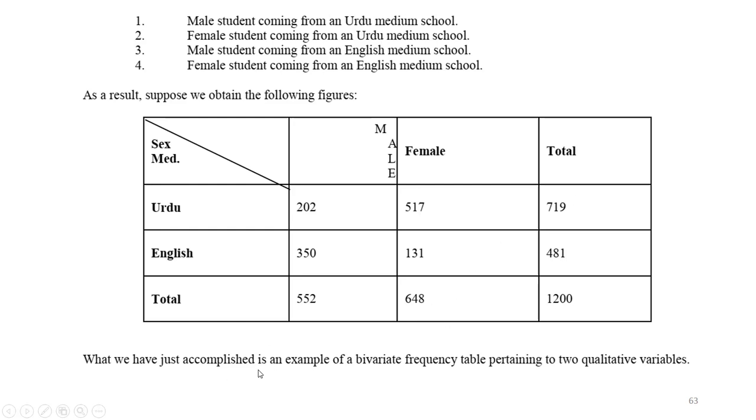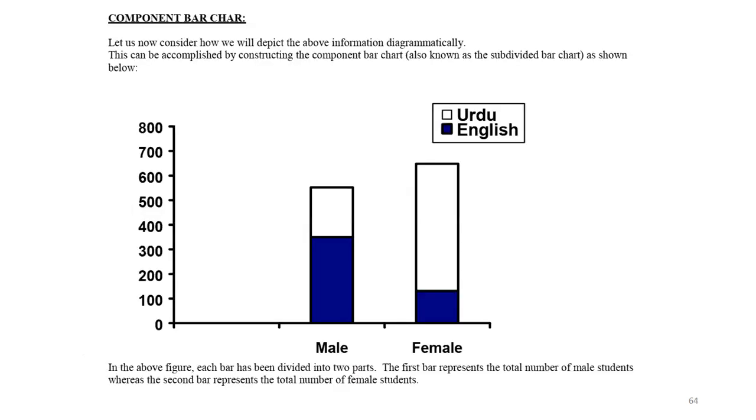What we have just accomplished is an example of a bivariate frequency table pertaining to two qualitative variables. And you can see here that the frequency, the number of times male students coming from Urdu appear, is 202. There are two frequencies: 202, 350, 517, 131. This is basically the two types of frequency you are witnessing in this example. In the last example, it was only a single frequency.